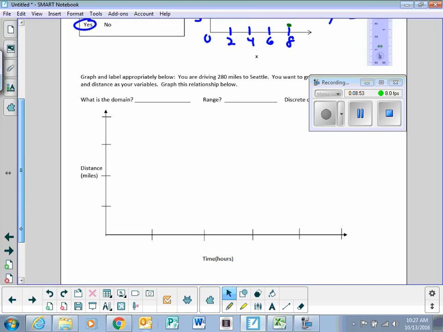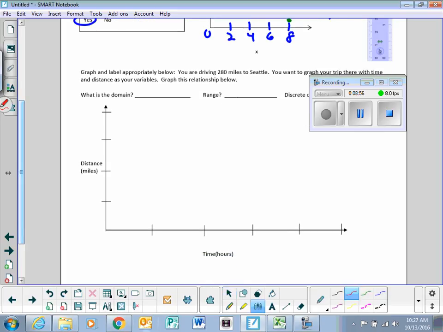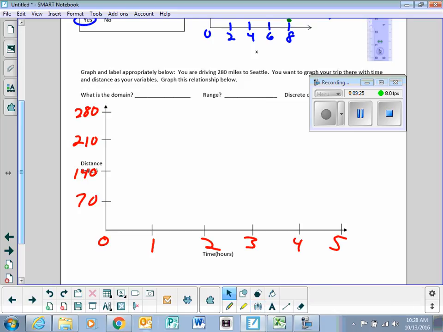So what I thought of is if you go 70 miles an hour for 4 hours, that's 280 miles. But I don't go straight through. And some of you had a perfectly straight line. That means you're going 70 miles an hour, you never have to slow down for a semi, you never have to stop and go to the bathroom. That's not realistic, but you didn't lose points for that. So if you did 5 hours, and this is 280 miles, this is 140, this is 210, this is 70, I would say your graph would look something like this.